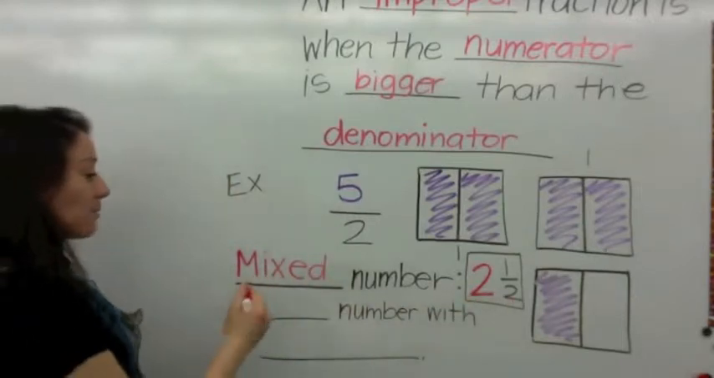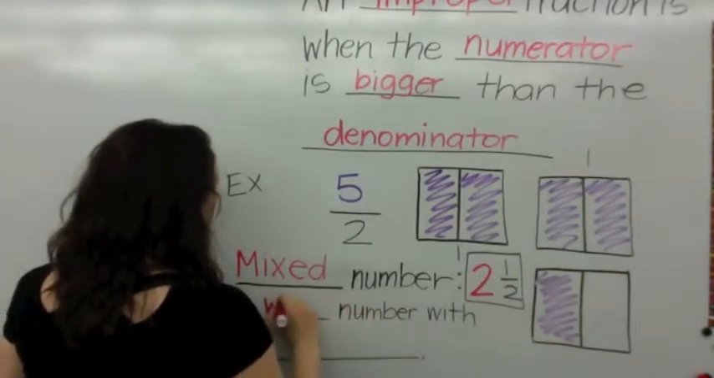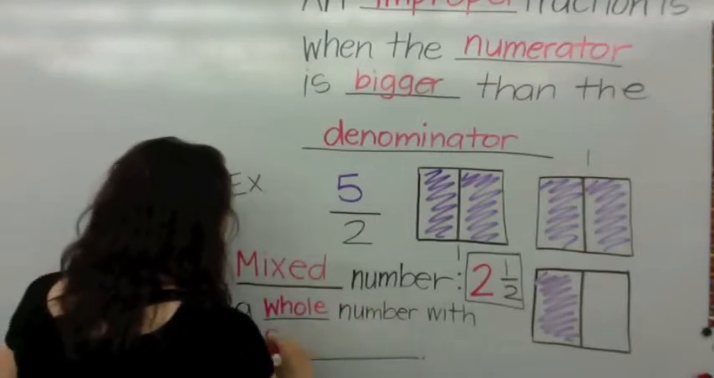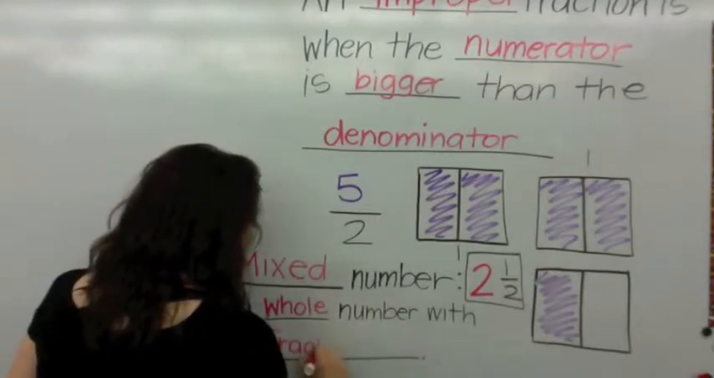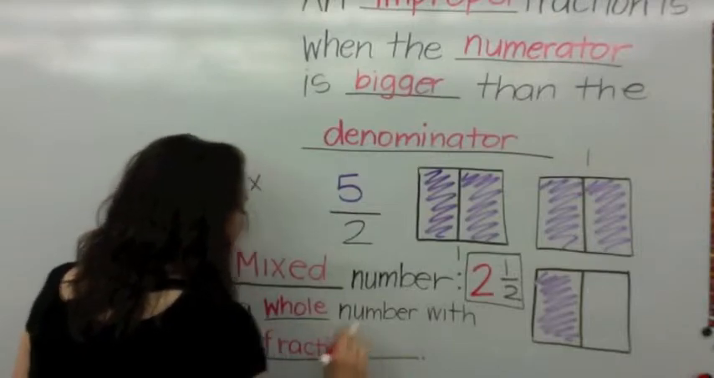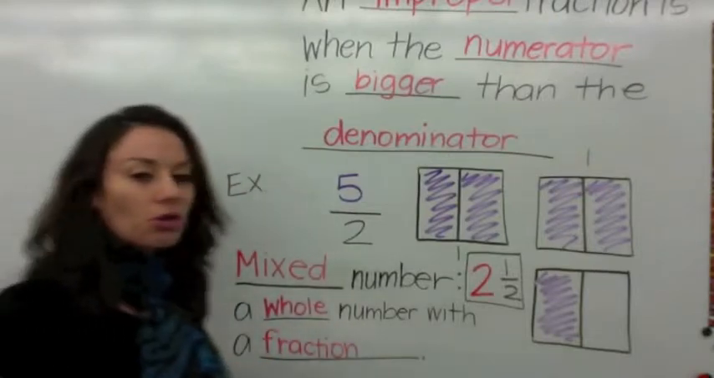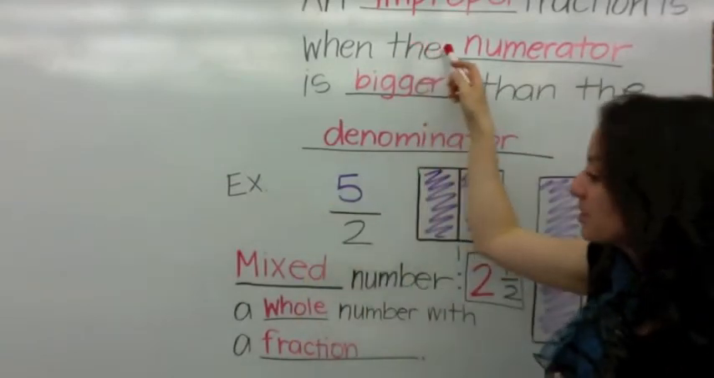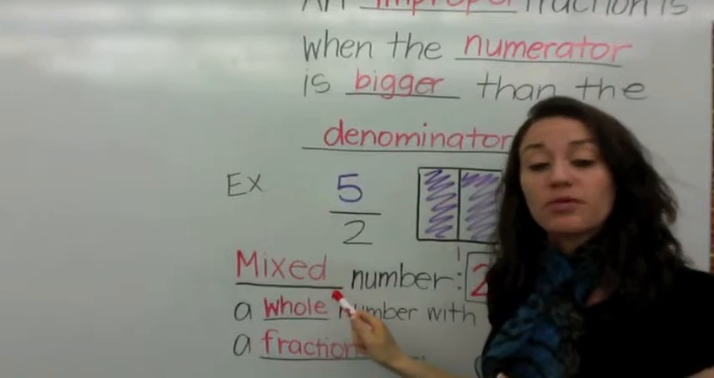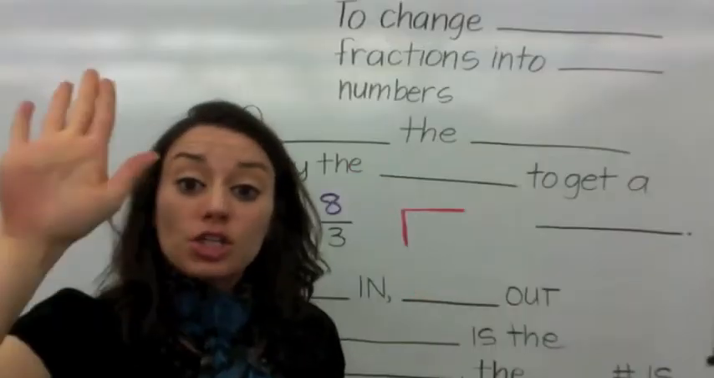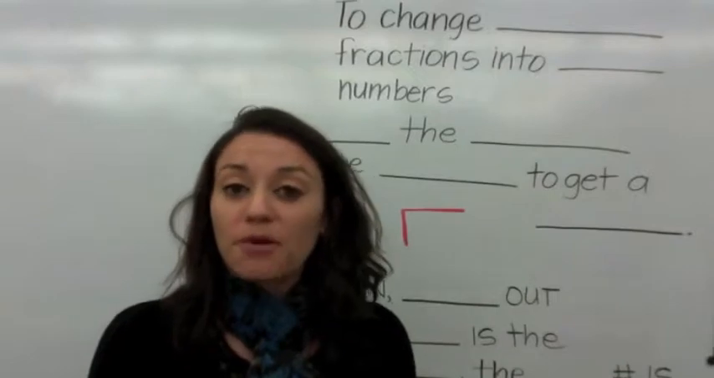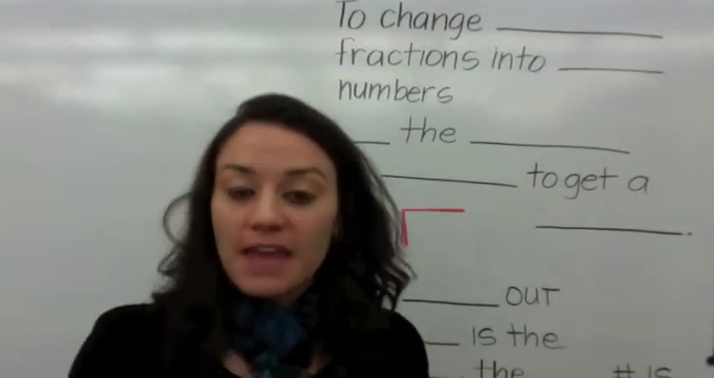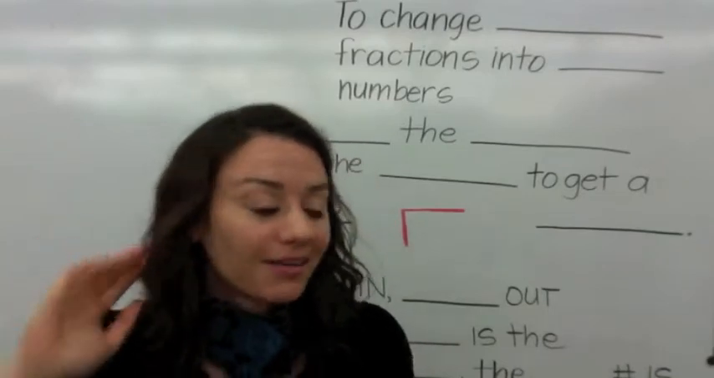So, a mixed number is a whole number with a fraction right next to it. Okay, write that down. It'll be important for you to be able to change improper fractions to mixed numbers when you're working with fractions and problems. So Ms. Coe, how do you change improper fractions to mixed numbers? Well, the answer is division. The answer is what? Very good.